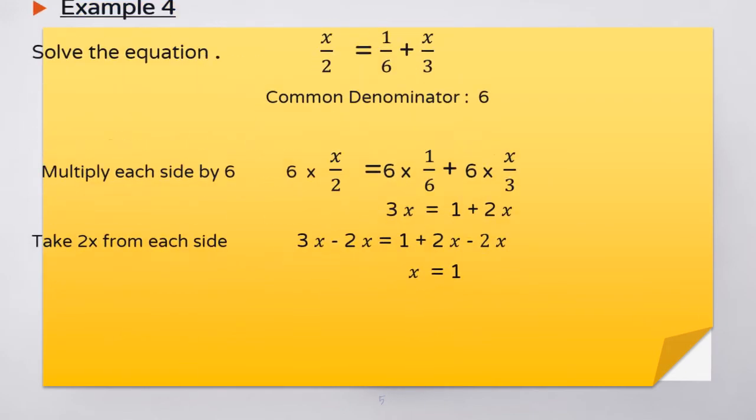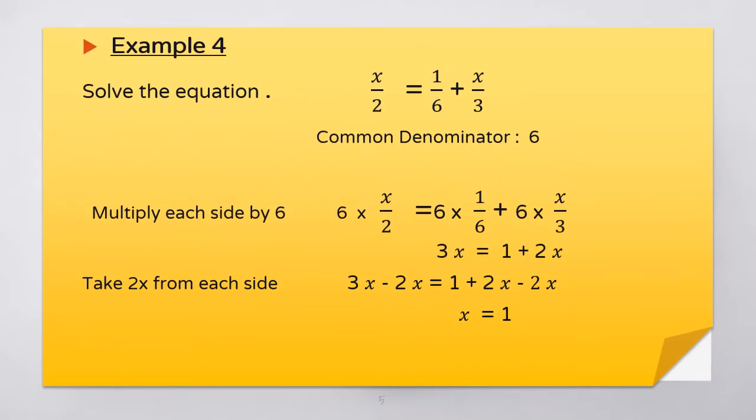Please look at example 4. Solve the equation x upon 2 equals 1 upon 6 plus x upon 3. Here also we have to follow the same method which we have used in example 3. Come up with the common denominator. Now here you can see 2, 6, 3 as the denominators. So come up with the common denominator for 2, 6 and 3. Common denominator is 6. Now the next step is multiply each side by 6.